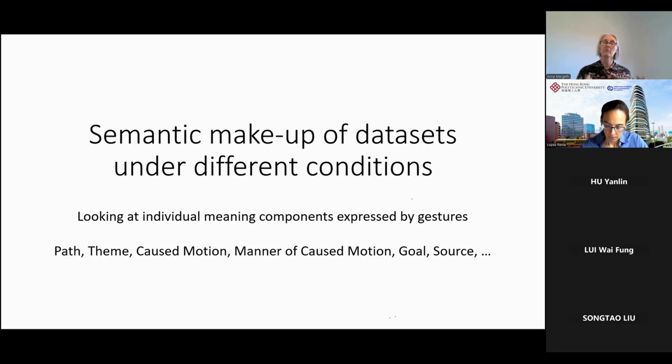We then looked at the semantic makeup, and I think that's maybe the more important part, because if we skew by condition choice what type of semantic components we capture in our gesture data set, that may have a major impact on our analysis. So now we're looking not at gestures as tokens, but at meaning components as tokens. You have to keep in mind that a gesture may have several meaning components, so this is artificially pulling apart something that might happen in a single gesture. We're looking at semantic components such as path, theme, caused motion, manner, and so forth.